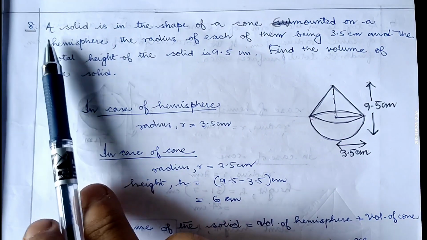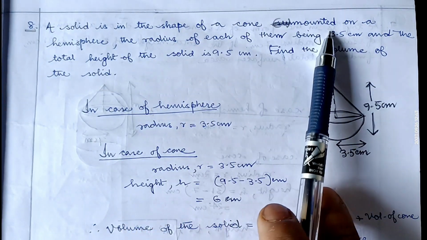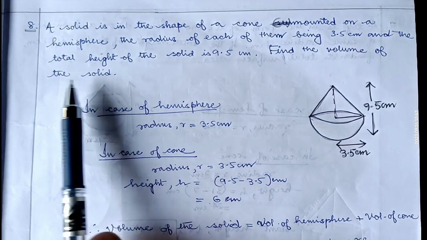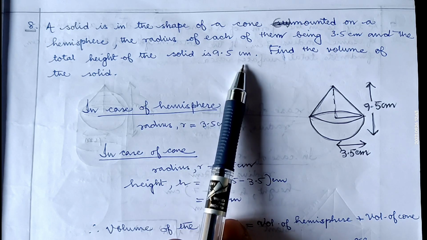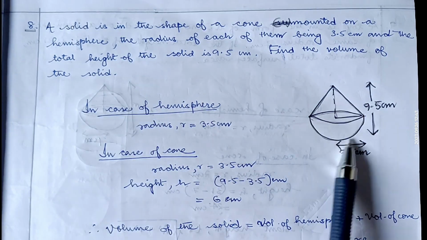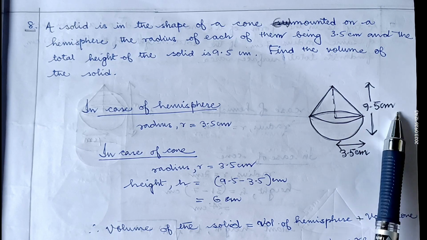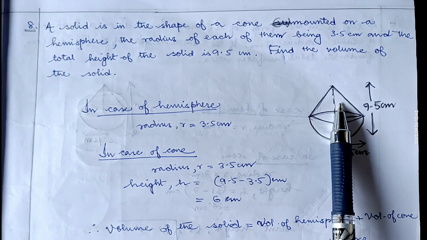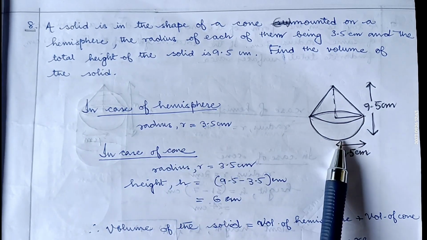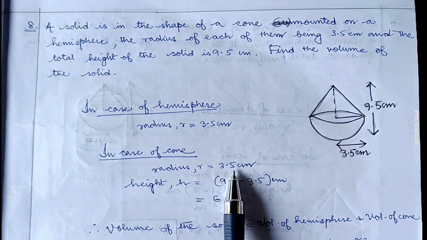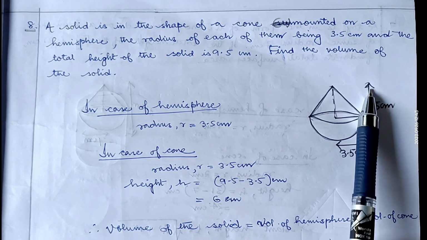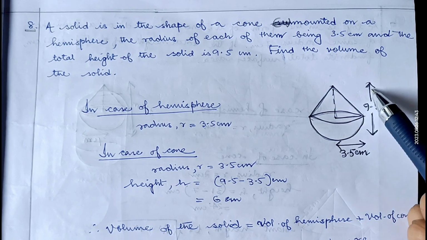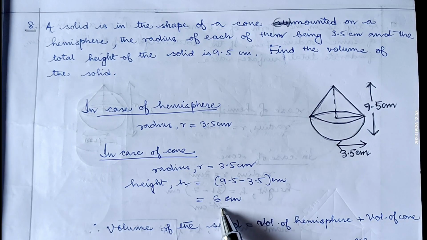In question number 8, it is given a solid is in the shape of a cone mounted on a hemisphere, the radius of each of them being 3.5 centimeter and the total height of the solid is 9.5 centimeter. Find the volume of the solid. So in this solid, total height is 9.5 centimeter. This radius is 3.5 and we have to find the volume of this solid. In case of the hemisphere, radius is 3.5. In case of the cone, radius is 3.5 and height will be 9.5 minus 3.5, because this part will be 3.5.